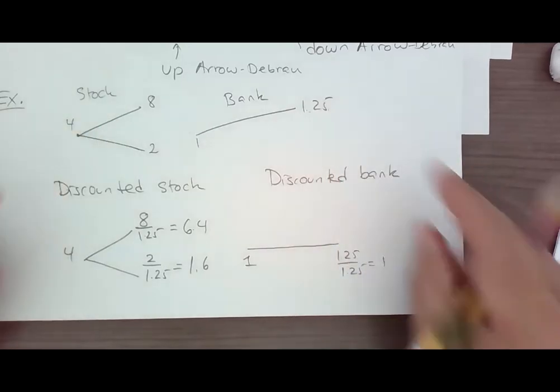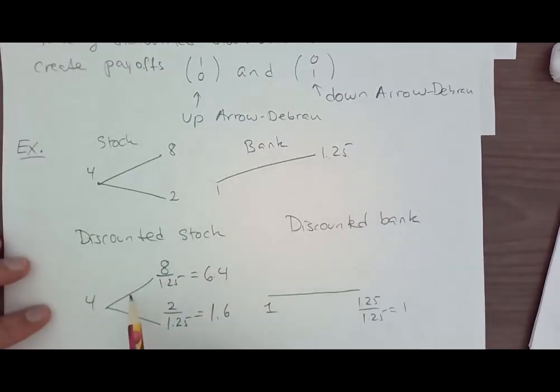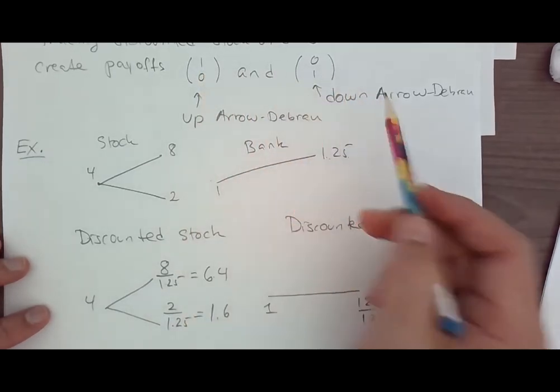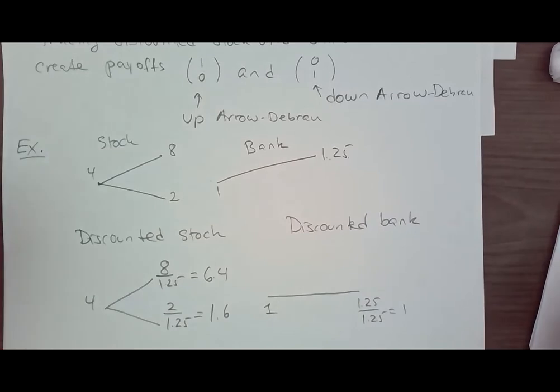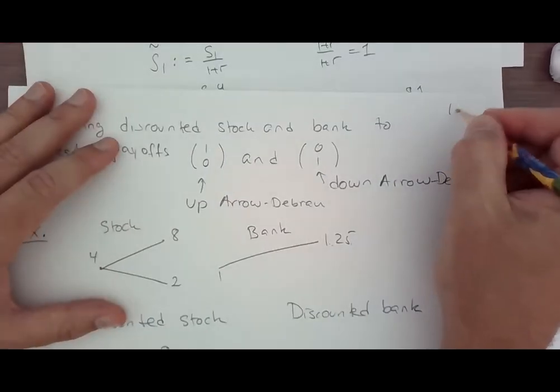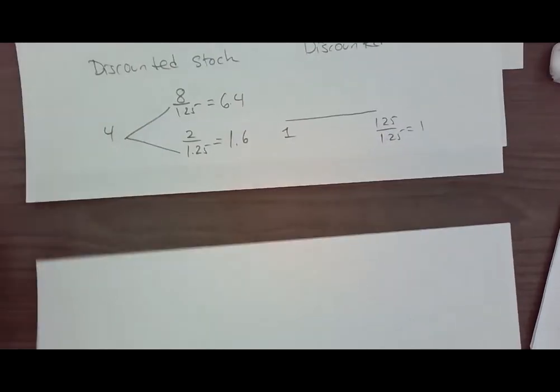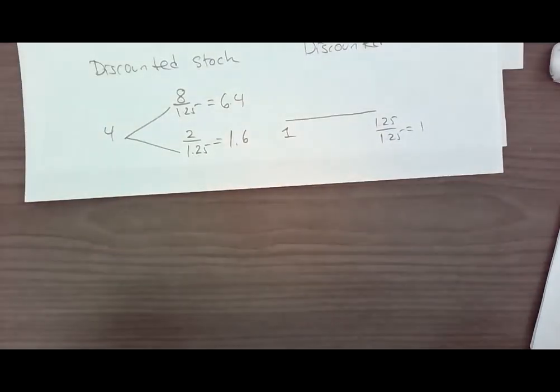These are the undiscounted ones. And what I want to do is trade in the discounted stock and in the discounted bank to create these payoffs 1, 0 and 0, 1. This is how we create these Arrow-Debreu securities that we're going to be using quite a bit. So let's try to put down the replicating portfolio.